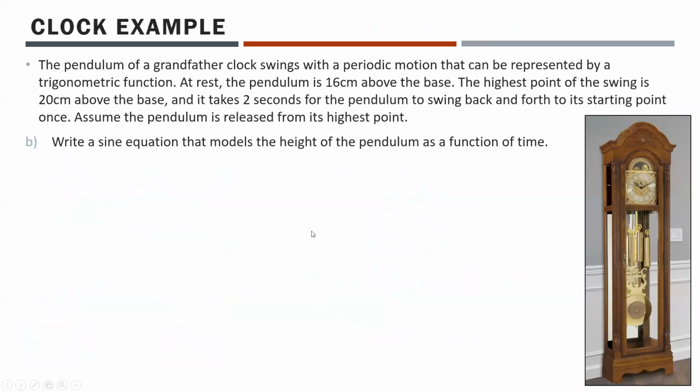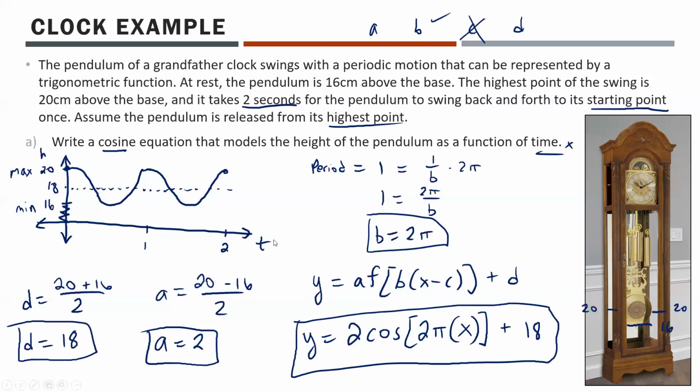Moving on, part B. Write a sine equation that models the height of the pendulum as a function of time. Now here's the funny thing with these ones. Sine and cosine model the exact same thing. All of the characteristics between your sine and your cosine function are going to remain the same. So A is still going to be 2, B is still going to be 2 pi, D is still going to be 18. Especially if I go back to the picture here, all of those things still accurately represent this picture. It's just we want to represent it using a sine equation instead of a cosine equation.